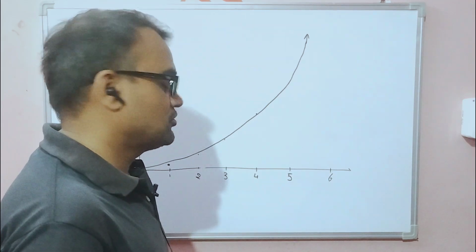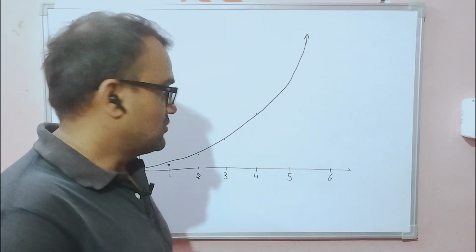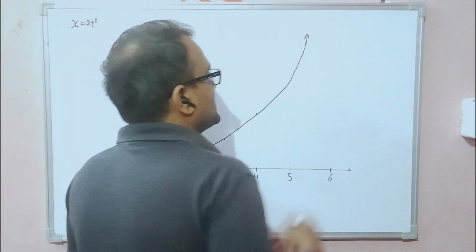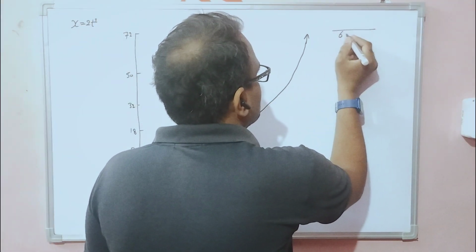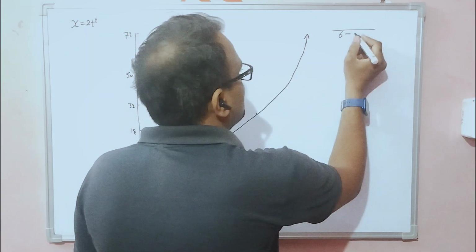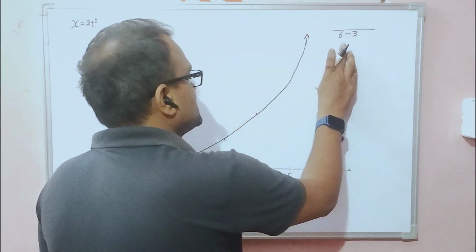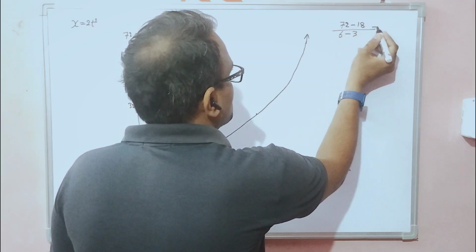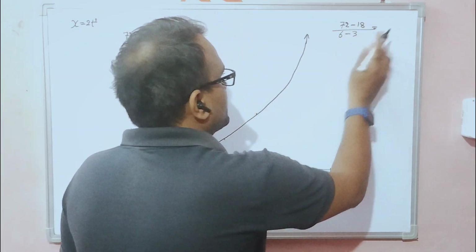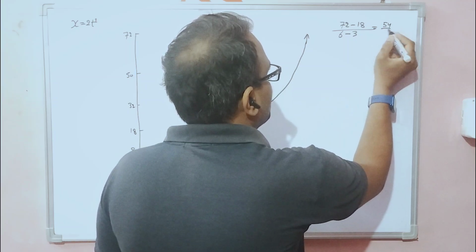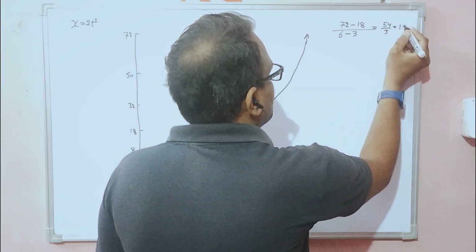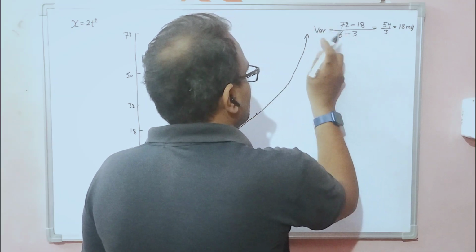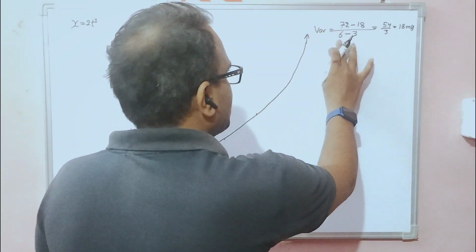What is the ratio? Ratio of difference of the position of the object corresponding to different time interval. So let's take here t2 equal to 6, t1 equal to 3. So corresponding position is 72 minus 18. So it will give me how much? It will give me 54 upon 3. So this is 18 meter per second. What is this? This is the V average corresponding to this time interval.